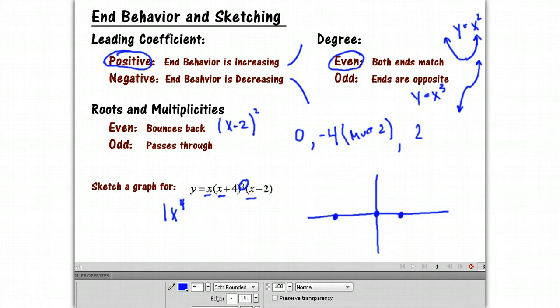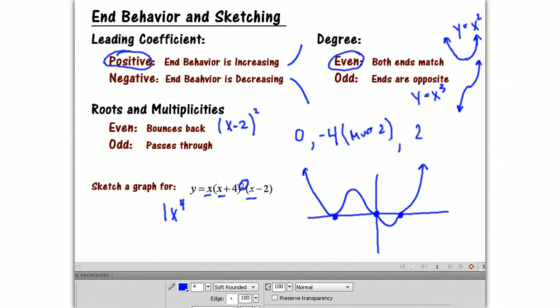My leading coefficient was positive, so that means the end behavior is positive and increases, so that's going to increase. And if it was an even degree, which it is, then the other side's going to do the same. So this side's also going to be going in the positive direction. Now, at negative 4, that's where I had multiplicity 2, which is this root. So it does not pass through the axis, it bounces back and goes back up. And then the other two are both odd multiplicity, so they pass through.